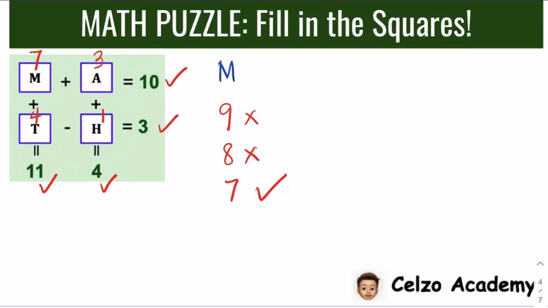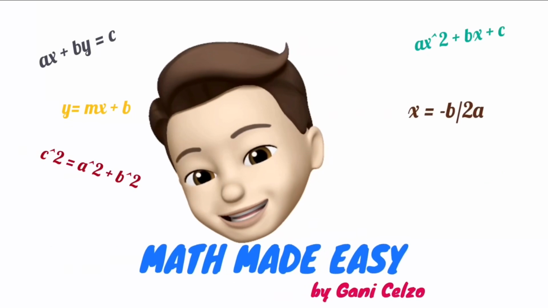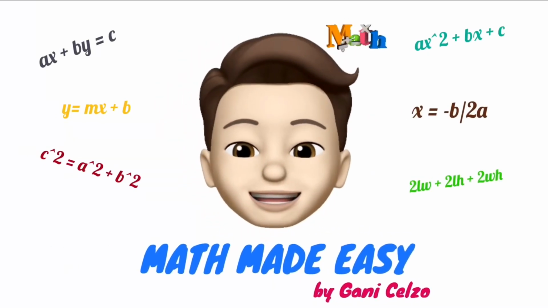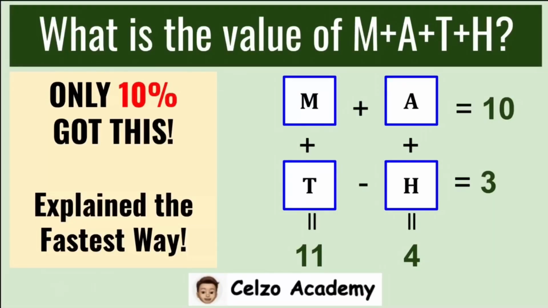That works. This means that m is 7, a is 3, t is 4, and h is 1. Guess and check works, but it is not the most efficient way of solving problems like this, especially when you have larger numbers. So now let's solve this problem using systems of equations, either by elimination or substitution.